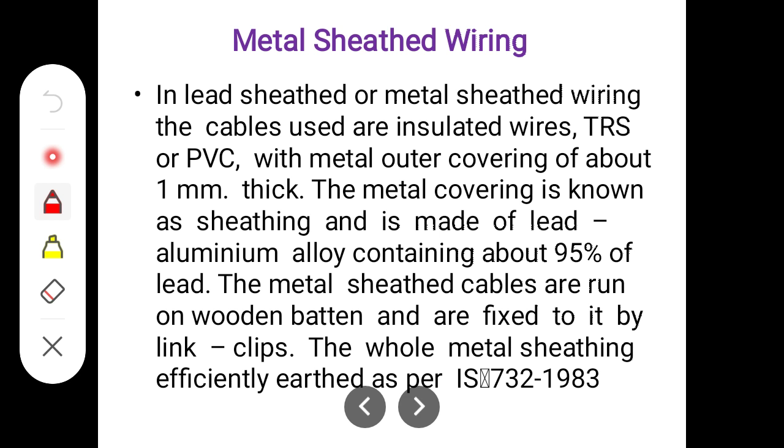So this is another one, metal sheathed wiring. Here, lead sheathed or metal sheathed wiring has cables placed in insulated wires with PVC. The metal covering is 1 mm thick. The metal sheathing is made of lead and aluminum, containing 95% lead. These metal sheathed cables are run on wooden batten and fixed with link clips. This is manufactured according to IS 1732 1983.